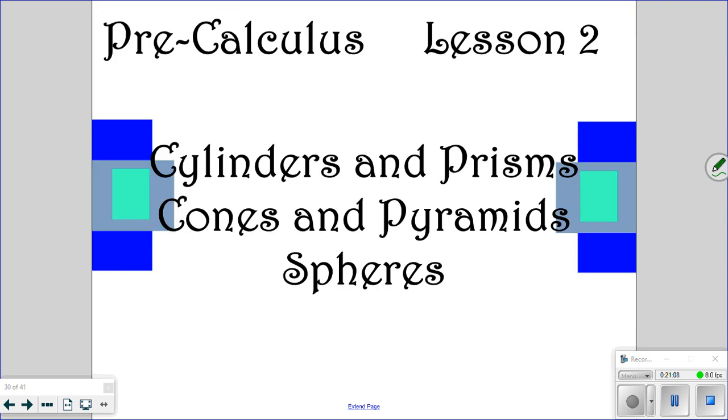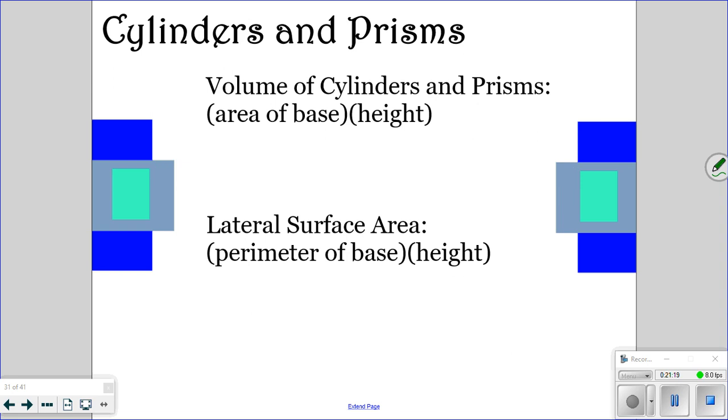So now we're going to move on to lesson 2, and that's where we're going to look at some surface area formulas and some volume formulas. So for a cylinder and a prism, the volume is area of the base times the height. For the lateral surface area, you do the perimeter of the base times the height. And then you would add the bases if you're looking for the total surface area. So if y'all need to pause the video and write those down, you can.